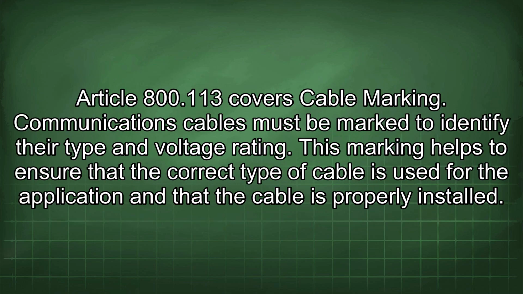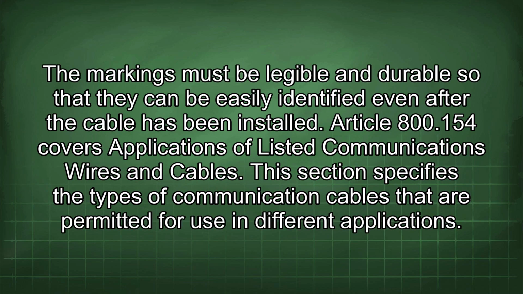Article 800.113 covers cable marking. Communications cables must be marked to identify their type and voltage rating. This marking helps to ensure that the correct type of cable is used for the application and that the cable is properly installed. The markings must be legible and durable so that they can be easily identified even after the cable has been installed.